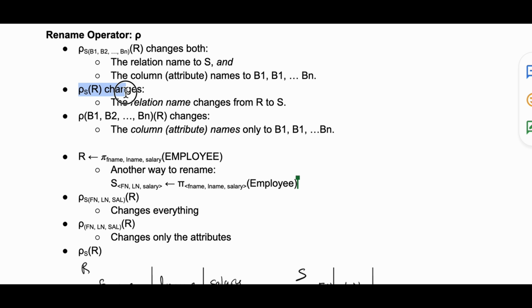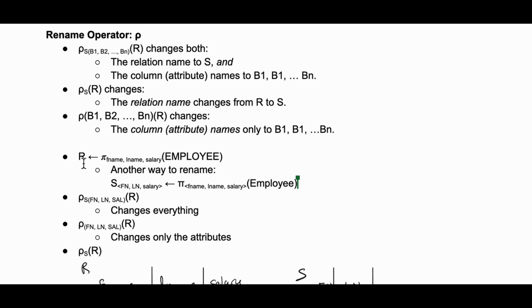If we have something like this, just without any of our attributes, the relation name changes from R to S only. Now if we have all of this in here, but we don't have any kind of change with our phi out front, then only the column attribute names, like B1, B2, and so on and so forth, are going to be changed here.